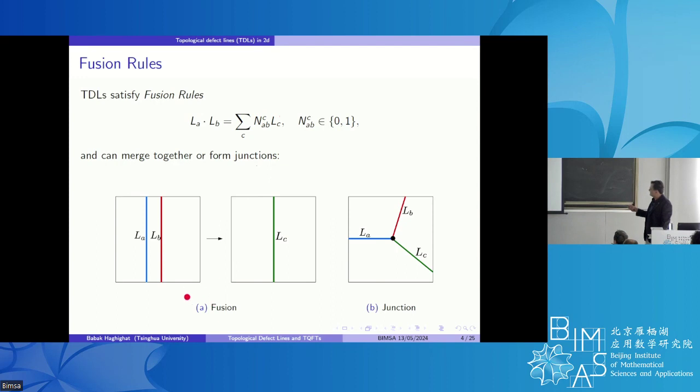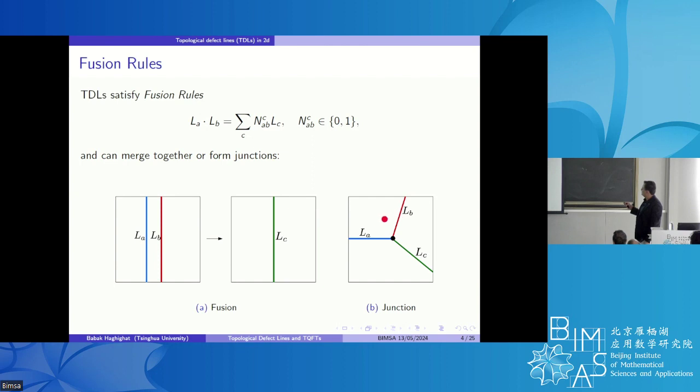So here you have an example. You put one line here, another line here. You bring them close to each other. You get a third line. And basically, they are all equivalent. That's what this rule here says. Physically, these configurations are equivalent.